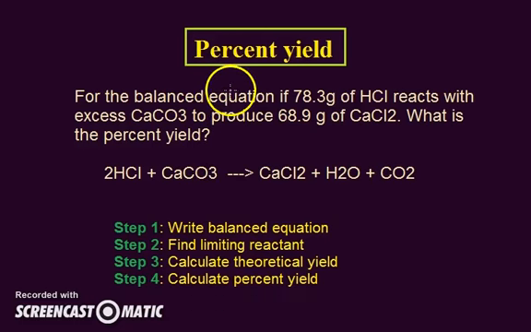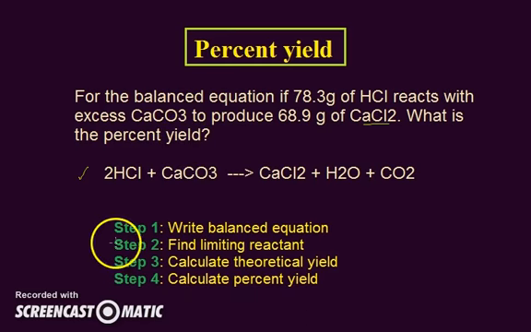In this session, I will discuss how to calculate percent yield in a problem. This is the problem given, and it states that for the balanced chemical equation given over here, if 78.3 gram of hydrochloric acid reacts with excess calcium carbonate to produce 68.9 gram of calcium chloride, the question asks to calculate the percent yield.